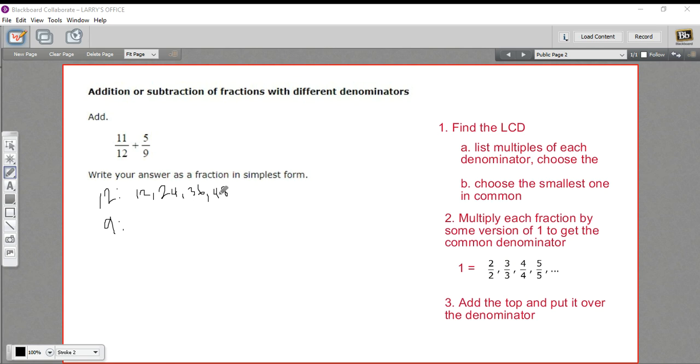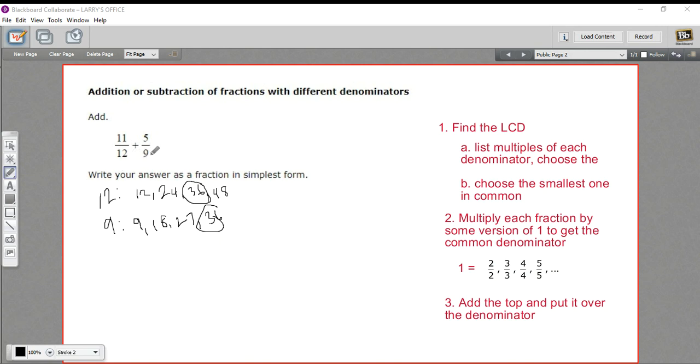And we're getting pretty up there, so I'm going to stop there and see if maybe we'll get one for the 9s that match up here. We'll do the same thing for the 9s. 9 times 1 is 9, 9 times 2 is 18, 9 times 3 is 27, 9 times 4 is 36. Aha! So 36 is the smallest number these have in common. So that is the least common denominator. It's what we want to turn this bottom number into in each of these fractions.